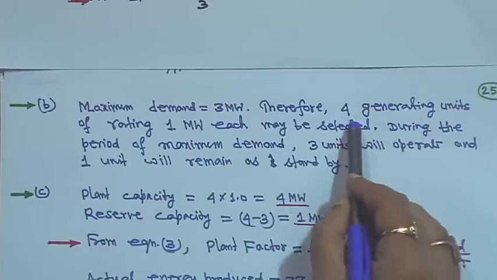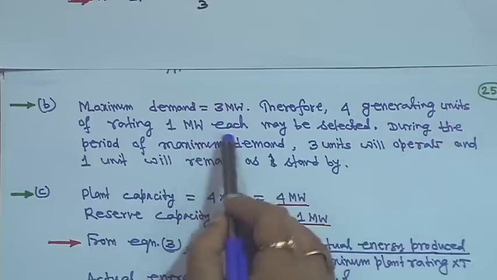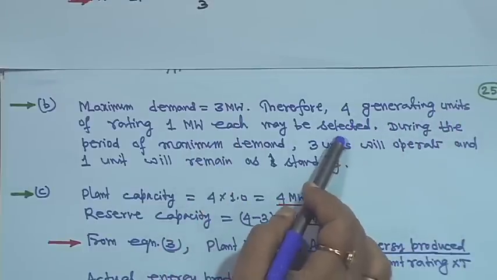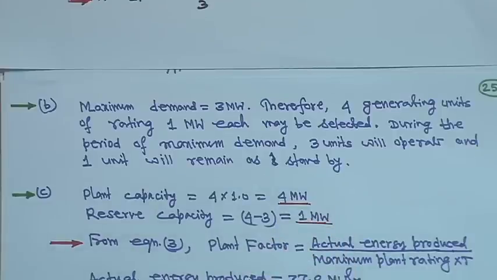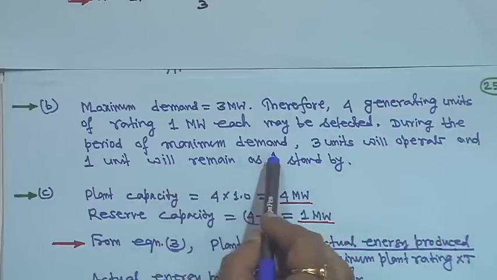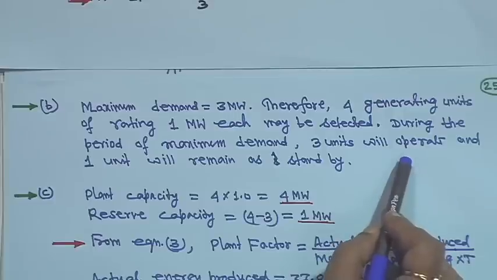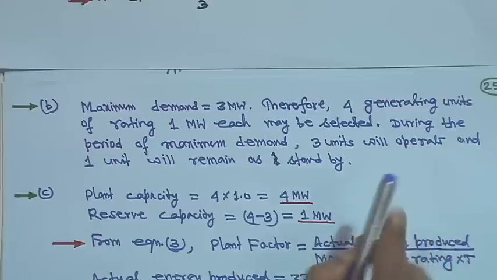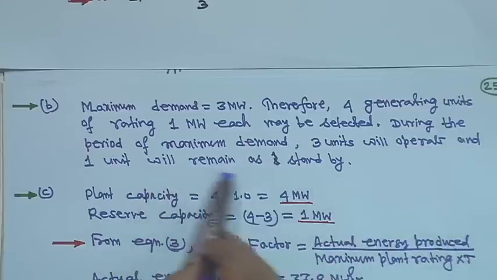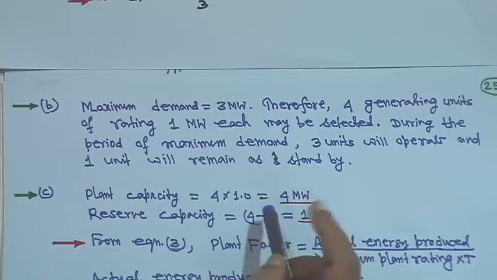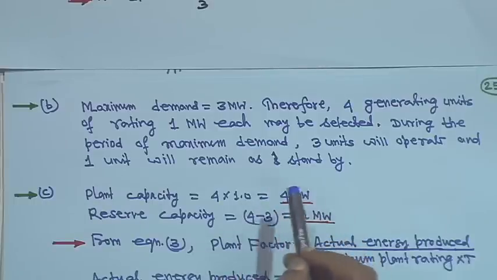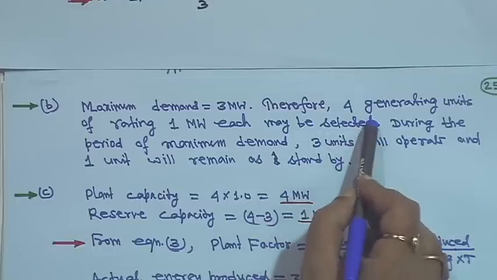Therefore, if we choose 4 generating units, a rating of 1 megawatt each may be selected. Suppose we are taking 4 generating units and each one has a rating of 1 megawatt. Therefore, during that period of maximum demand, 3 units will operate, and they have to operate at full load because of the 1 megawatt rating, and 1 unit will remain as standby. By chance, if 1 unit goes off, another unit may be switched on. So, for reliability purposes, 4 generating units are considered.